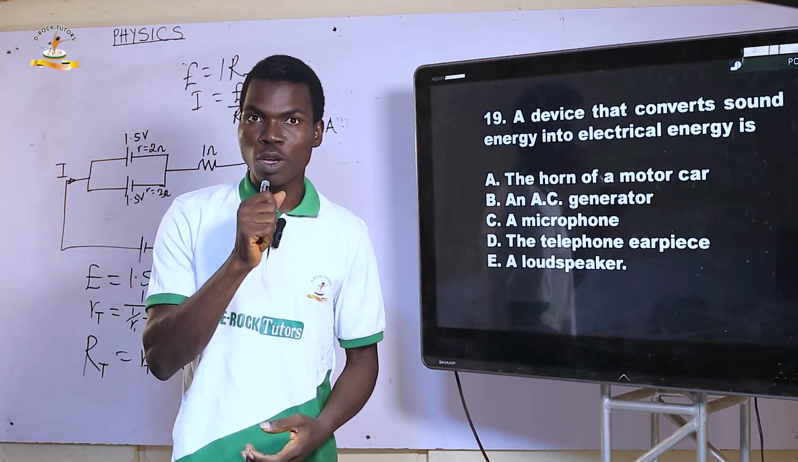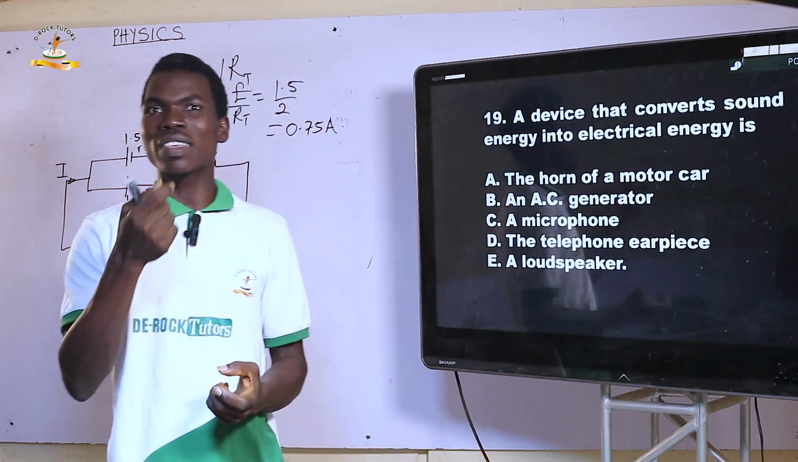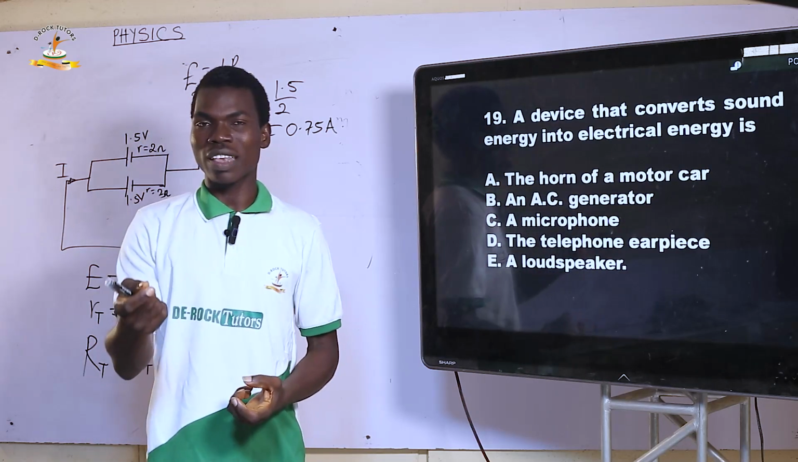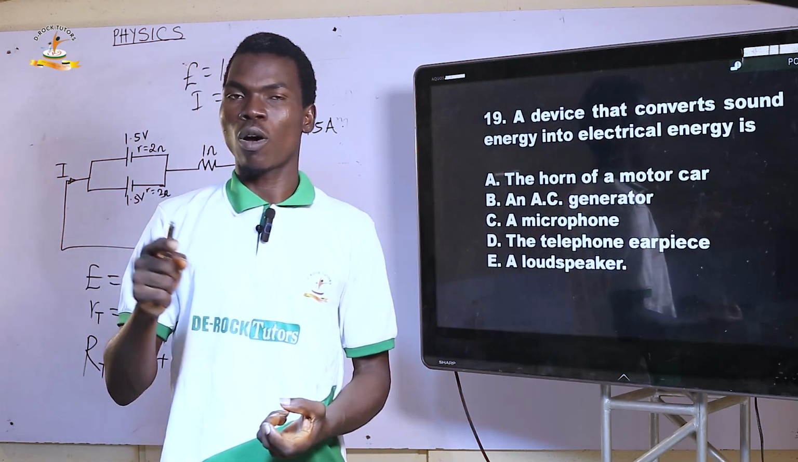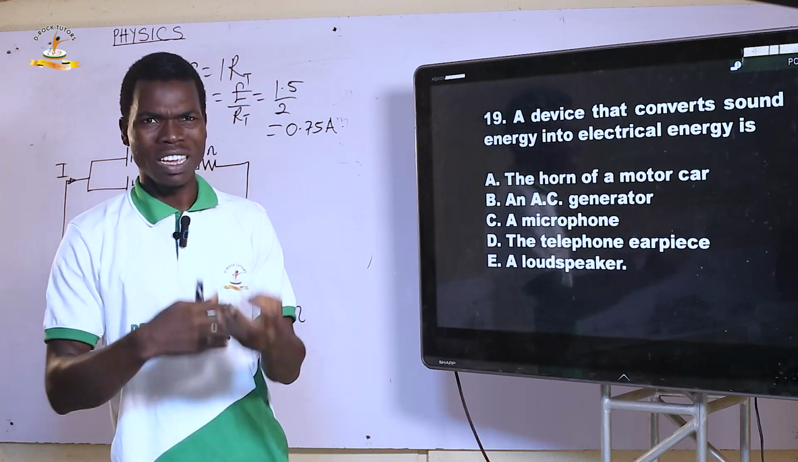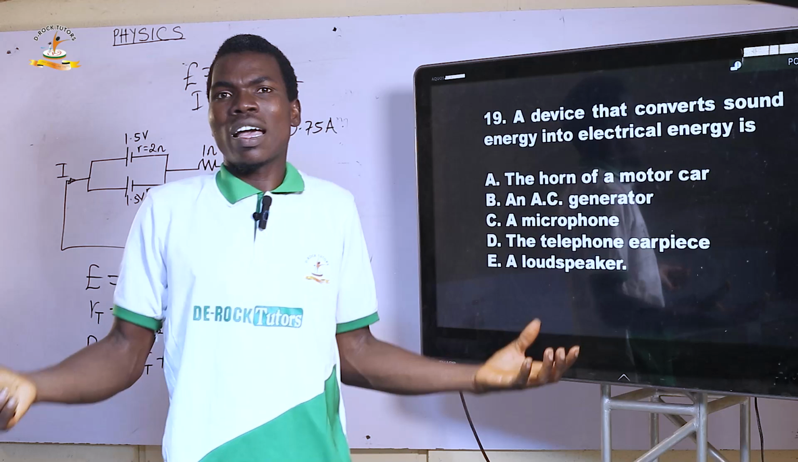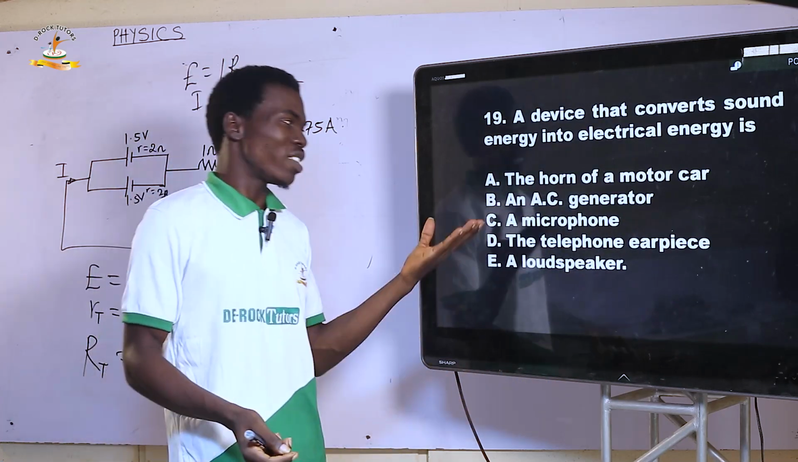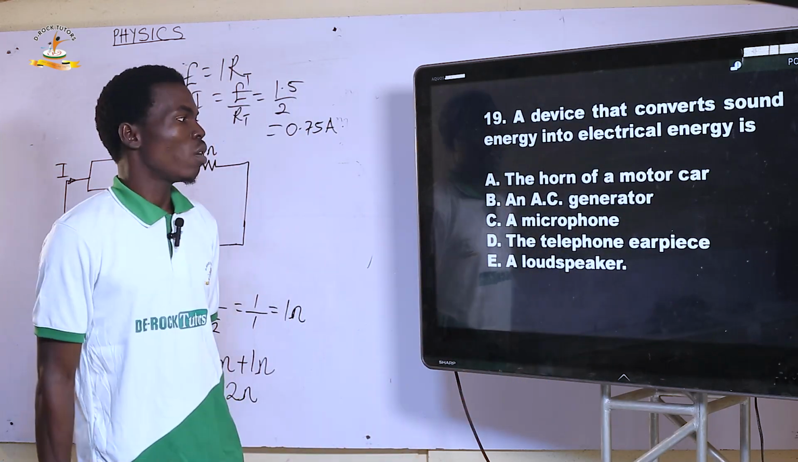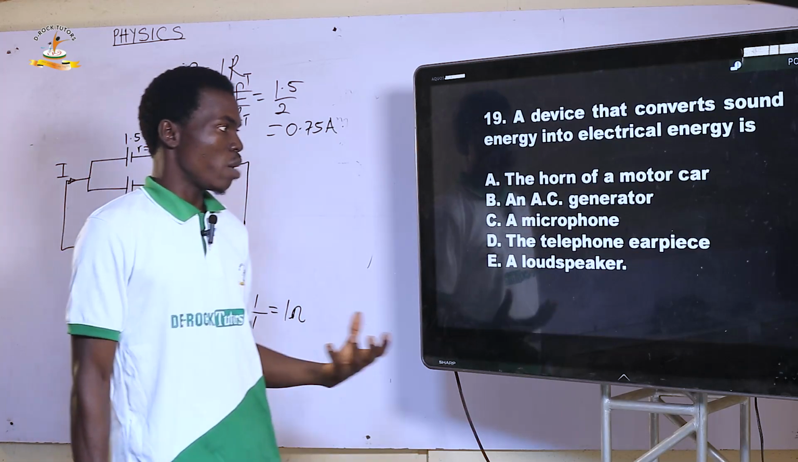C, a microphone. When you speak to a microphone, you are giving it sound energy. It converts the sound to an electrical signal, and it takes it to the diaphragm of the speaker. When it gets to the diaphragm of the speaker, it changes the electrical signal back to a sound signal, and you can hear that. So it is actually the right option for question 19. C is the right option, a microphone.